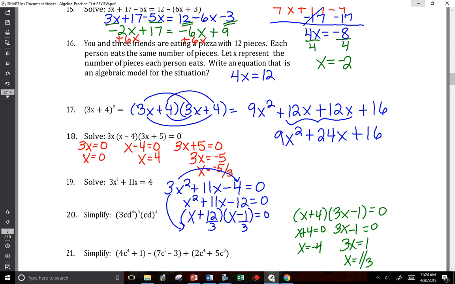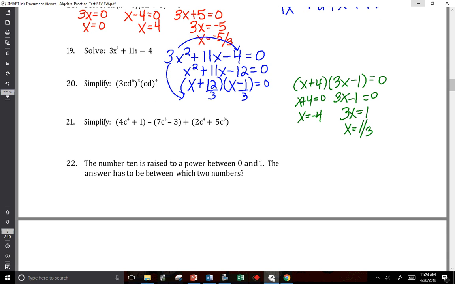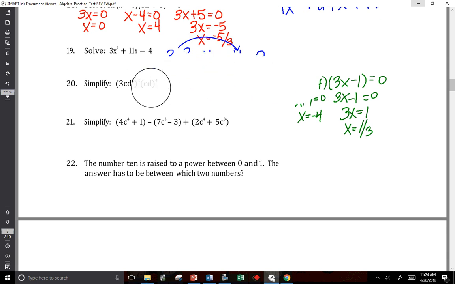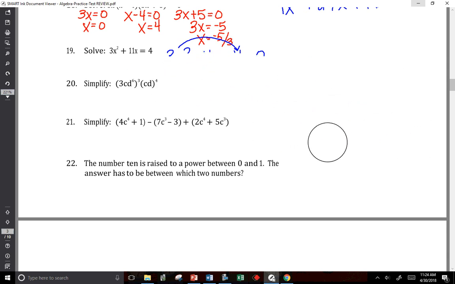So now what's the rule? Add your exponents that have the same variable. So the 27 is just going to be outside, just the coefficient. c cubed times c to the 4th is c to the 7th. And then d to the 18th times d to the 4th is d to the 22. So that would be your final answer: 27, c to the 7th, d to the 22.